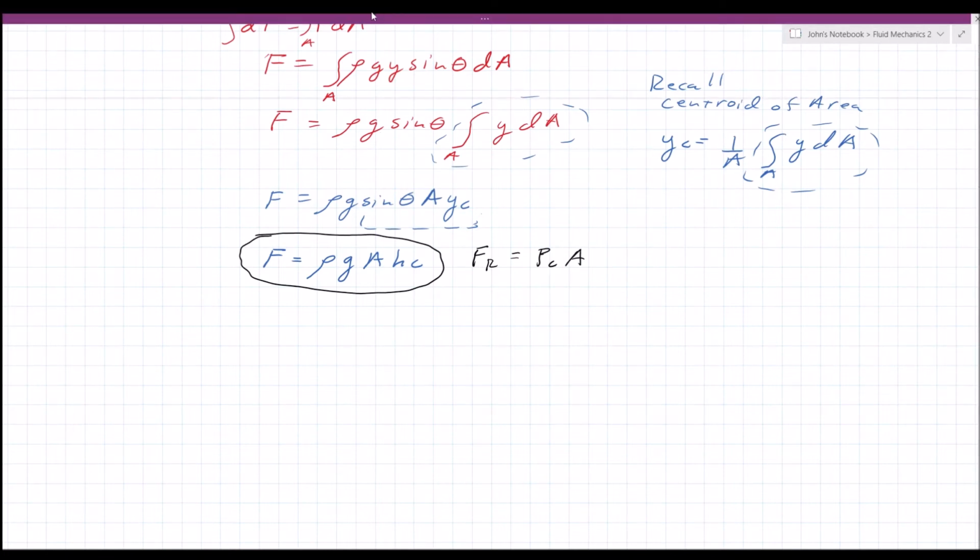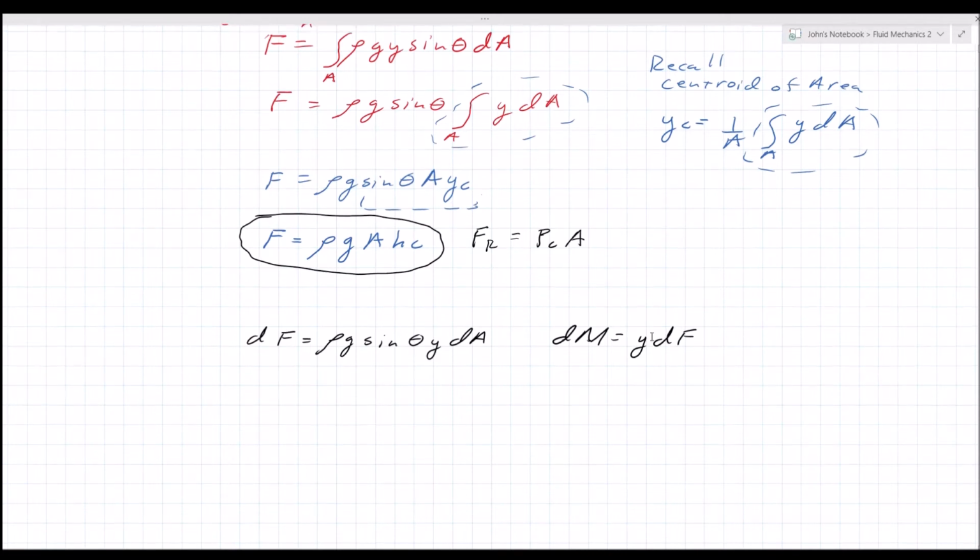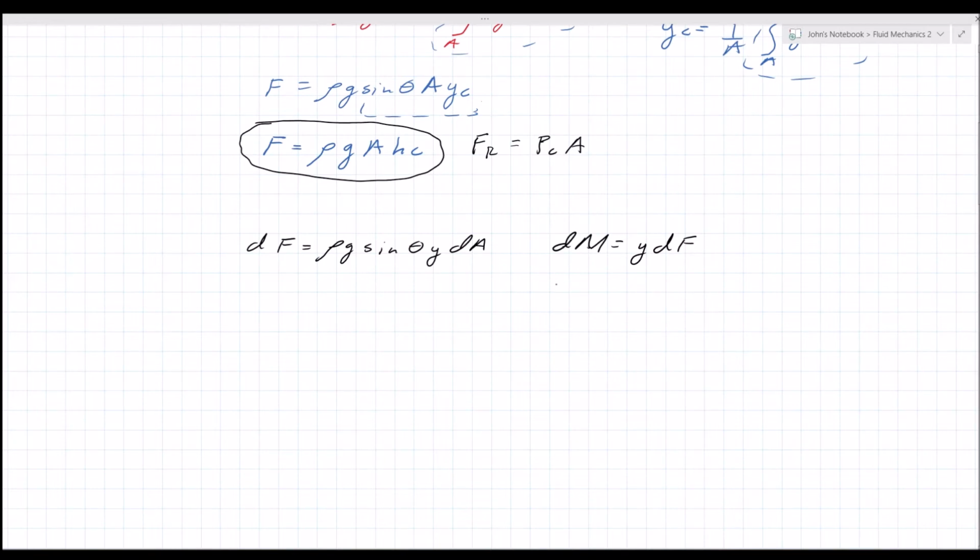So I have up here dF is equal to rho g sine of theta times y dA, because I don't know where my y is quite yet, so it's a variable. And then I have my moment equation, if you recall, is equal to my lever arm length times my force. So dM is equal to rho g sine theta y squared dA.